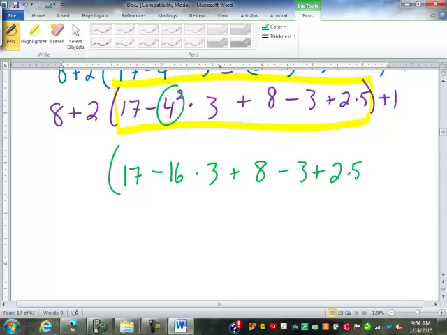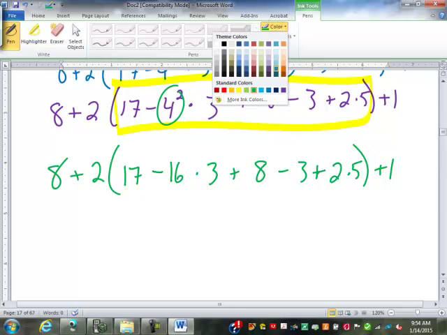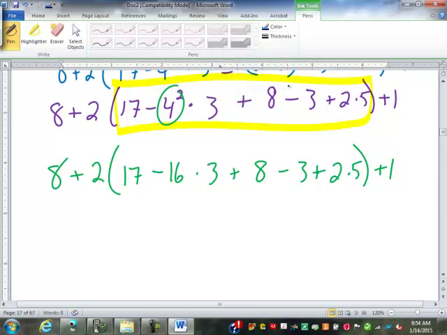Plus 2 times 5. Everything else stays the same. Any other powers or roots? Not in the parentheses, at least. Next, multiplication or division? Yep. You bet. And again, since there's more than one, we go left to right. So the first one is the 16 times 3, which is 48.